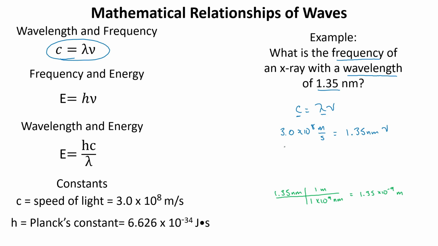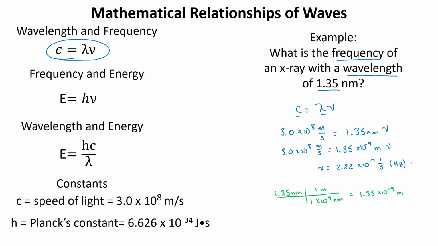Okay, back to our problem. I'm going to rewrite this with our new converted wavelength, 1.35 times 10 to the negative 9th. That is now meters. I'm going to solve for frequency, and I get a frequency that is 2.22 times 10 to the 17th. And of course, this is 1 over seconds, which you can also write as hertz.